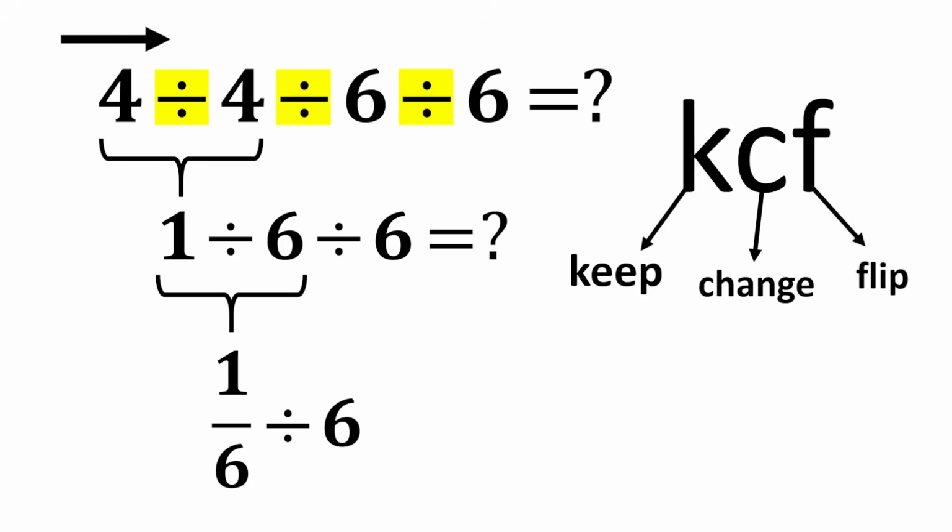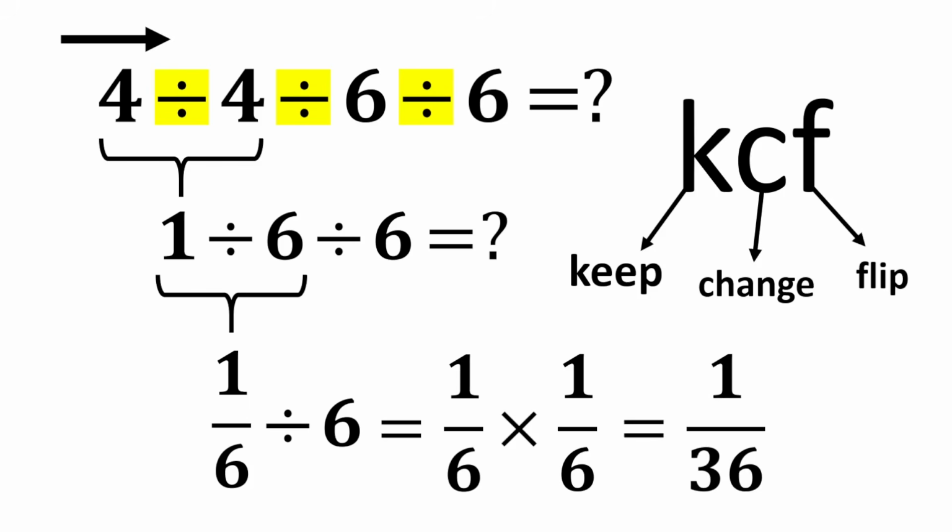According to this rule, we keep the first fraction as it is, change division to multiplication, and flip the second fraction. Now, according to this rule, we keep 1 over 6 as it is, change division to multiplication, and flip 6, which becomes 1 over 6. 1 over 6 multiplied by 1 over 6 equals 1 over 36. Which is our correct answer.